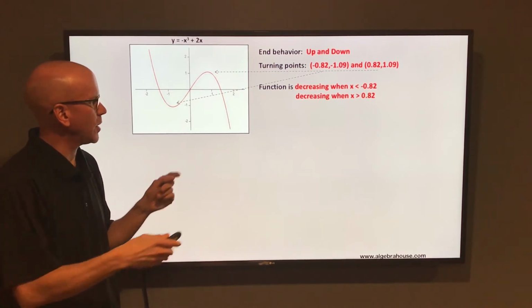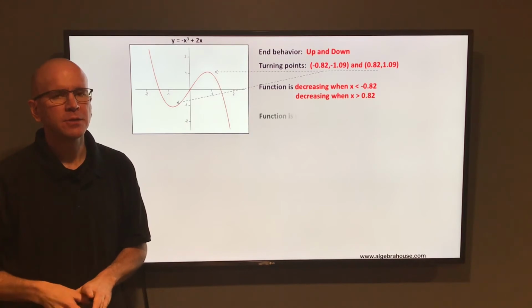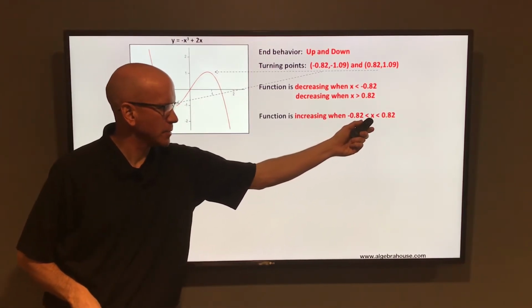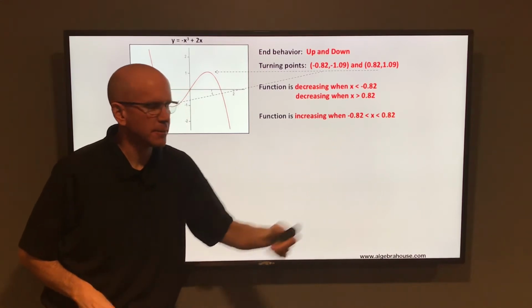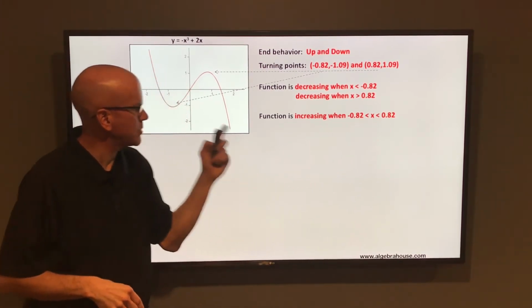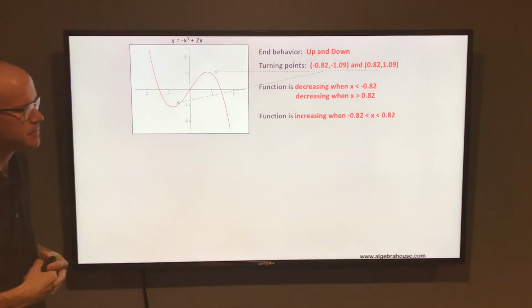Now it only has one interval where it's increasing, and that is right here between those two turning points. So you can say the function is increasing when negative 0.82 is less than x, which is less than 0.82. So where x is between negative 0.82 and 0.82, the y values or the function is increasing.